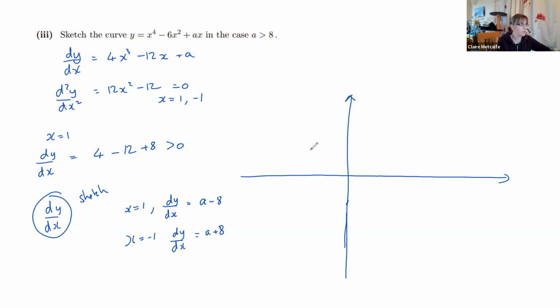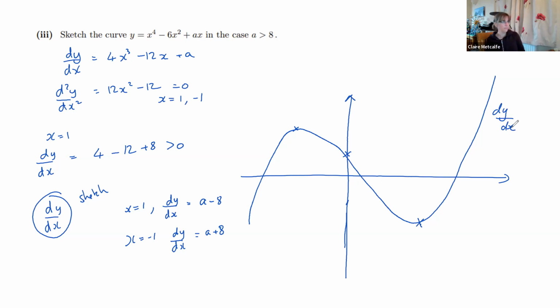So for those 2 points, we've got minus 1, a plus 8, and plus 1, a minus 8. When x equals 0, this goes through a. So my gradient function, it's a cubic, is going to look something like this. So this is dy by dx. Okay, and we know that a is bigger than 8. Let's try and use that gradient function to help us sketch the other graph.